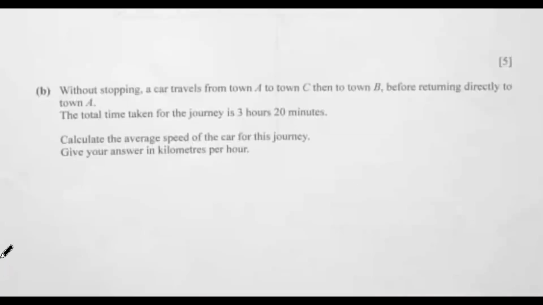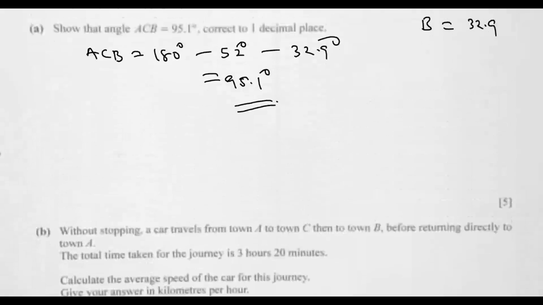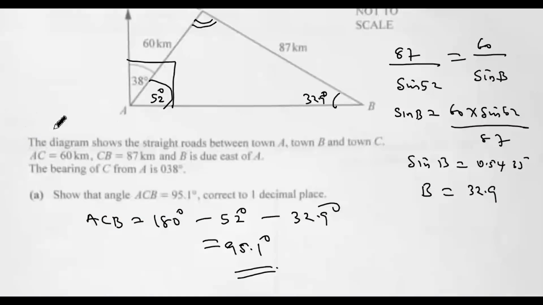Without stopping, a car travels from town A to town C, then to town B, before returning directly to town A. The total time taken for the journey is 3 hours 20 minutes. Calculate the average speed of the car for this journey. Give your answer in kilometers per hour. So what we need to do here is find side AB and add it to 60 kilometers and 87 kilometers to get the total distance covered.